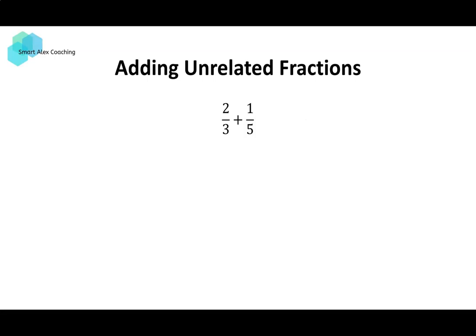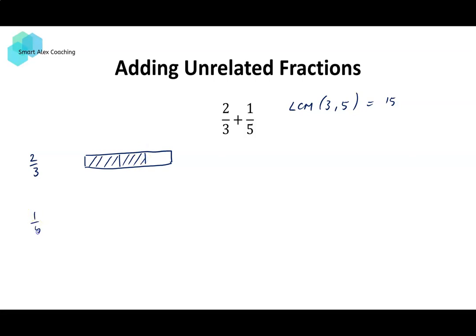Let's look at adding unrelated fractions. To add 2/3 and 1/5 together, I first need to determine the common denominator, and I can do that by finding the LCM of 3 and 5. The LCM of 3 and 5 is going to give me 15. Let's look at the fraction of 2/3. 2/3, I can represent it using a bar that's divided into 3 units, and I'm going to be shading 2 units out of the 3.